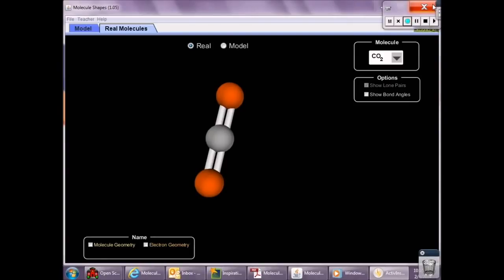Write down capital B equal terminal atoms. Capital B equal terminal atoms. Write down capital E equal a pair of unshared electrons. A pair of unshared electrons. We are going to use those 3 letters to come up with our general formula.